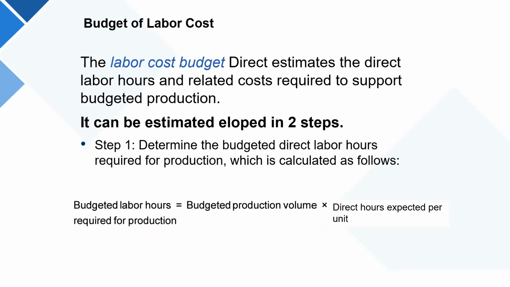Okay, so the next one is the budget for labor costs, and this one is really not that difficult. It's really easy. It's just identifying the values and doing a multiplication. So the first step is we need to get the budgeted labor hours required for production. So we need a budgeted production volume. We already have this. This is the production volume we got last class and the one we use right now. So we need that, and then we just multiply by the direct hours expected per unit. That is, how many hours do you expect to use per each unit produced?